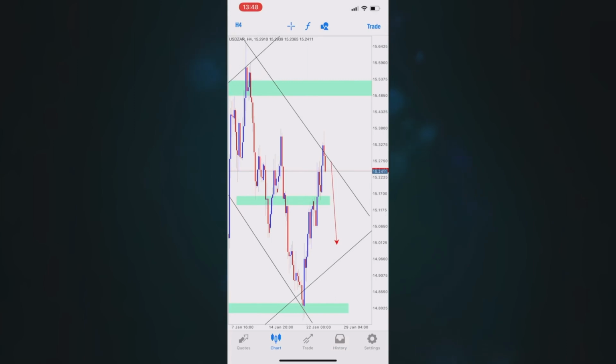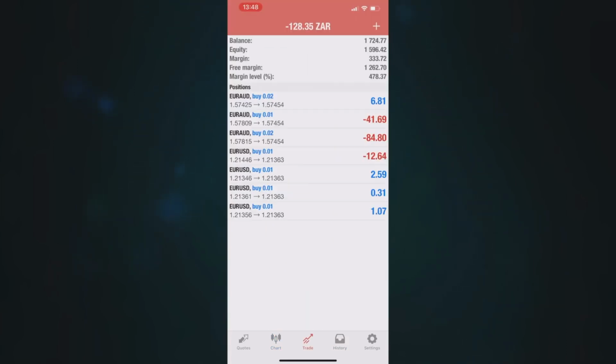We can see that we're actually selling towards the downside. So we're going to leave it for now. We're going to look for selling opportunities. Let's focus on other pairs.